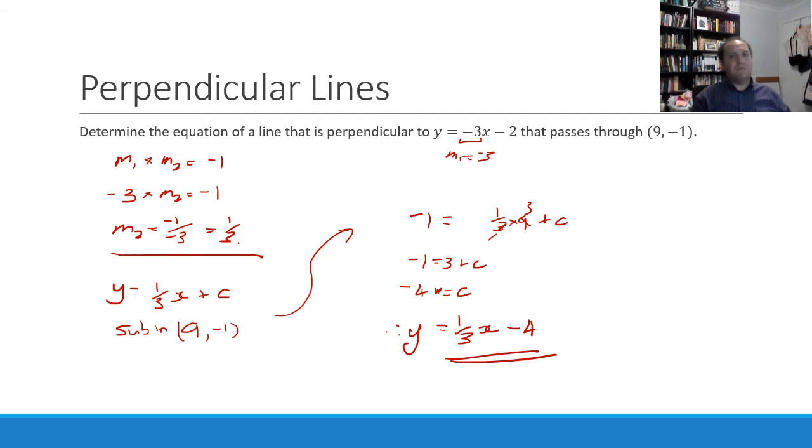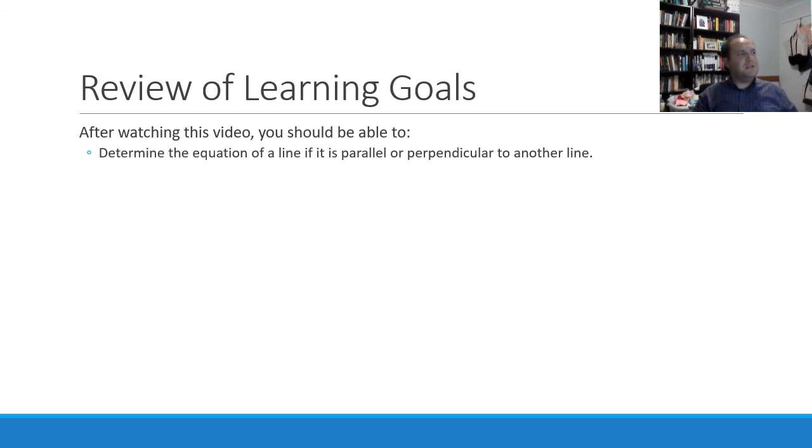So students, once again, we just have to follow our steps: working out the gradient, subbing it in, subbing in our point, rearranging for c, writing out our equation. The same steps, but how we calculate that gradient is different because we're given information about it being perpendicular. Alright, so after watching this video, you should be able to determine the equation of a line if it's parallel or perpendicular to another line in our problem.